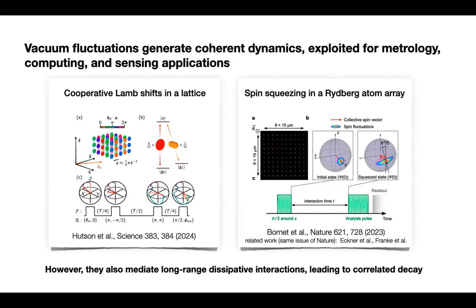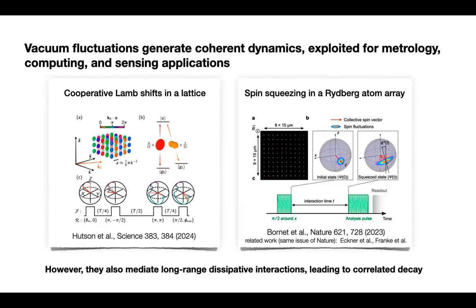And then this other paper on the right is just an example of three papers that came out together in Nature last year. They harness vacuum fluctuations to realize spin squeezing in Rydberg arrays. In contrast to the more typical examples where we place atoms in a cavity, these arrays are in free space and the interaction range falls as 1 over r cubed, yet it can be used for producing spin squeezing.